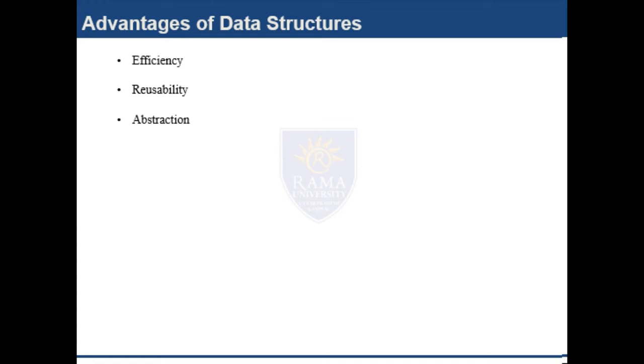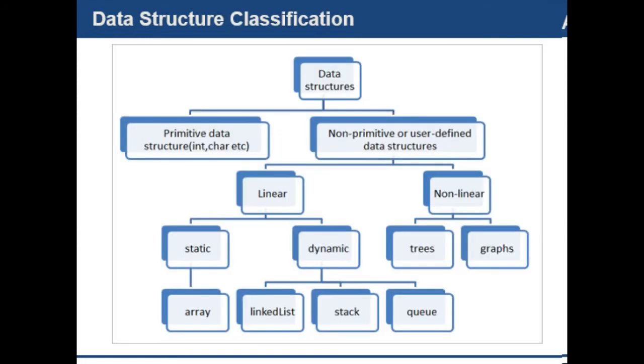Next is reusability. Data structures are reusable, i.e. once we have implemented a particular data structure, we can use it at any other place. Implementation of data structures can be compiled into libraries which can be used by different clients. Next advantage is abstraction. Data structure is specified by the ADT, which provides a level of abstraction. The client program uses the data structure through interface only, without getting into the implementation details.